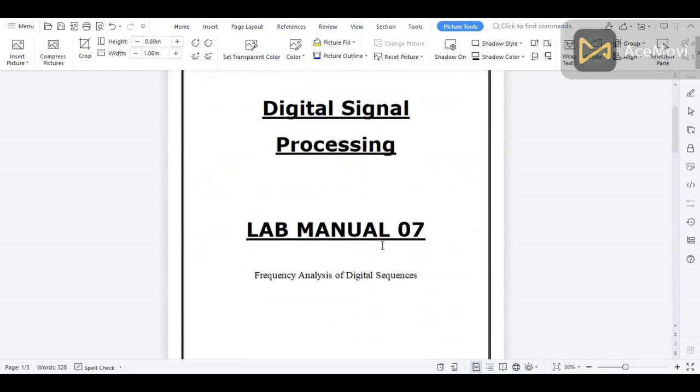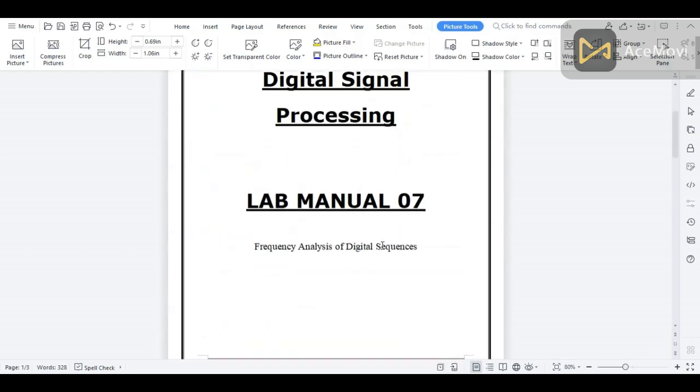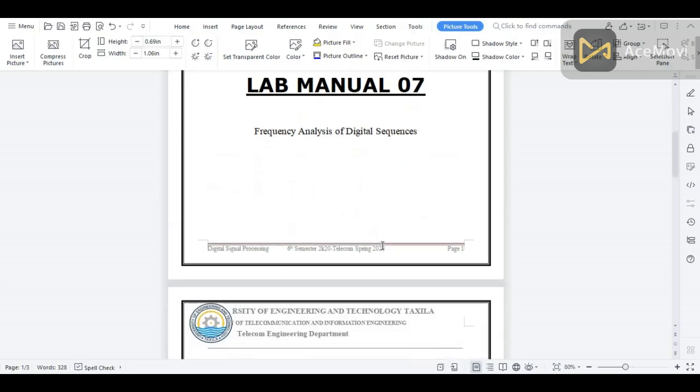Assalamualaikum. My registration number is 20T23, and in lab 7 we have to do frequency analysis of digital signal sequences.